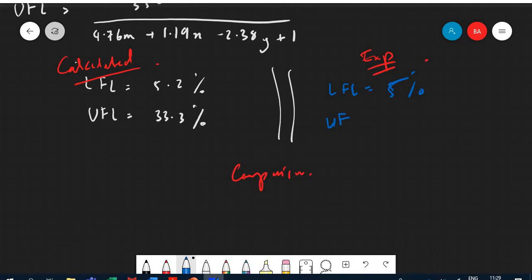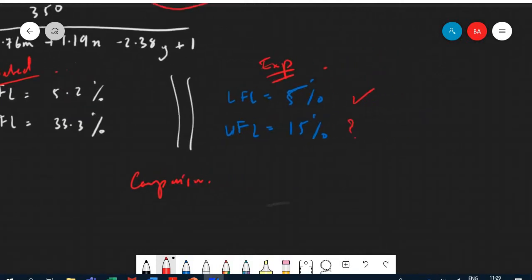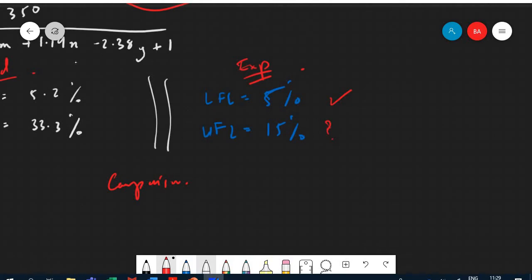My UFL was equal to 15%. So what I can see here is that the first is a very good approximation. It was predicted well, I would say. However, the second one was not predicted well. That was a problem in predicting it. So my conclusion is that this was predicted well, and that one is not well predicted.